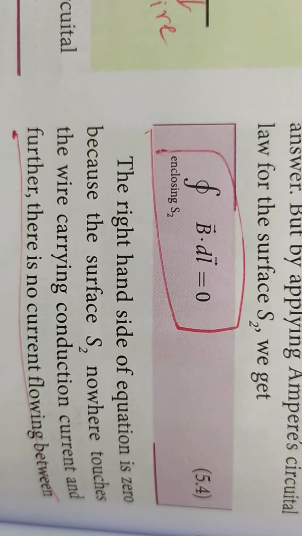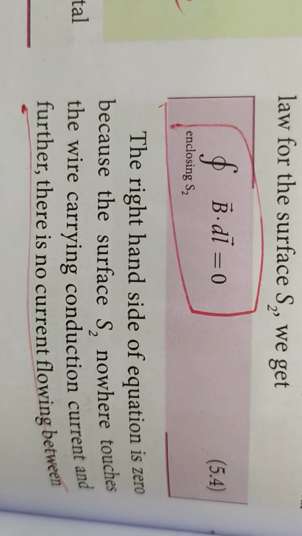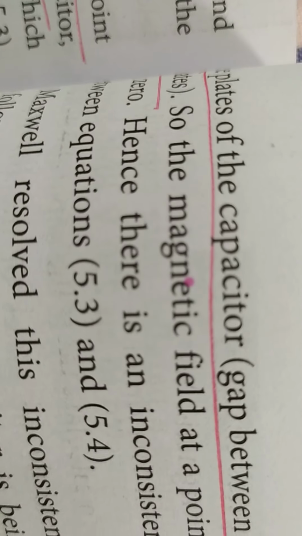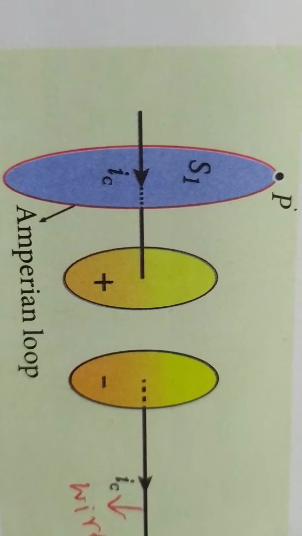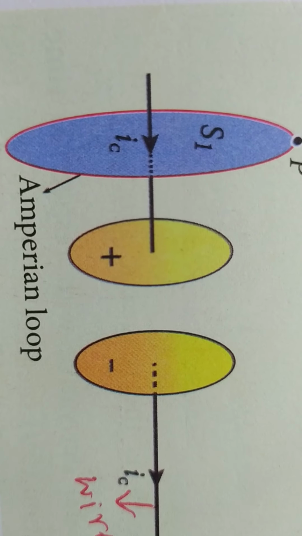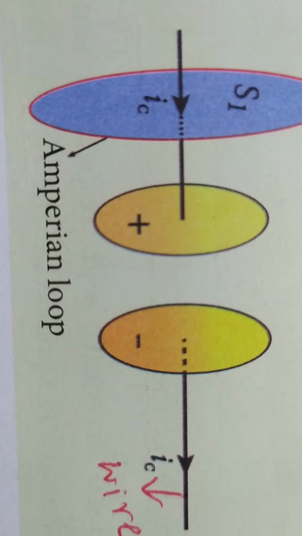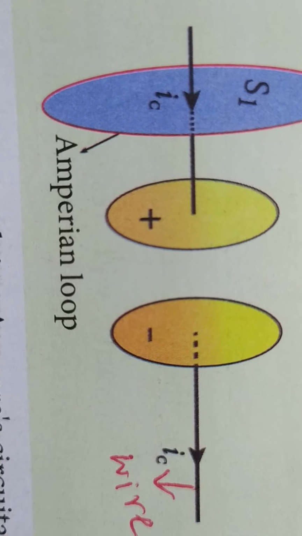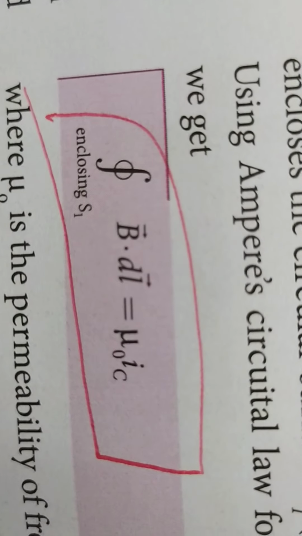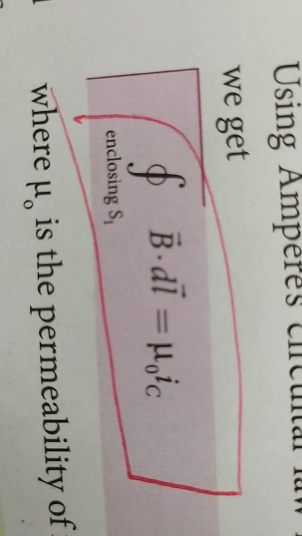Why? We shall see now. Because there is no current flowing between the plates of the capacitor, that is the main reason. When you see these two plates, there is a gap between the positive plate and negative plate, and there is no current flowing through this because a dielectric is placed in between the capacitor, and because of that, in this equation the right hand side becomes 0 because IC is equal to 0.